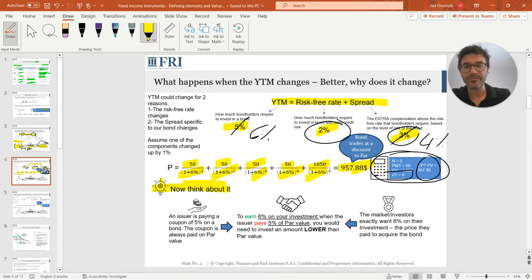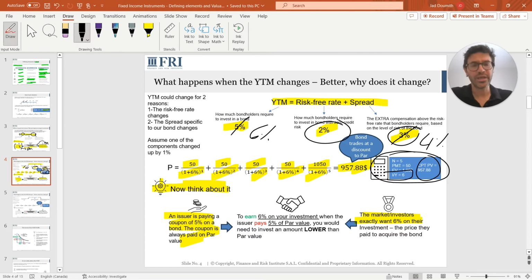So as we did earlier, we have a company paying 5% on par, and that's the golden key. The company always pays 5% on par. Now, investors would never accept any longer to invest in that bond if they only earn a 5% YTM. They now require 6% because they believe the company is riskier. But what investors want is 6% on their investment, which means on the price that they would pay to acquire the bond. Now think about it.